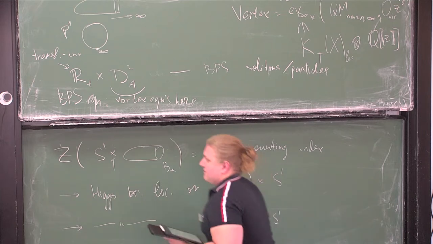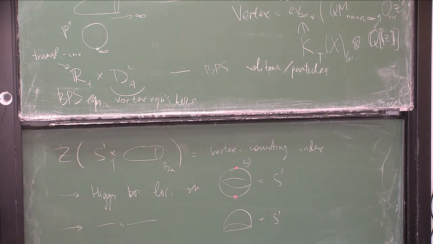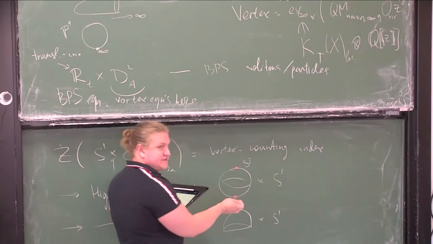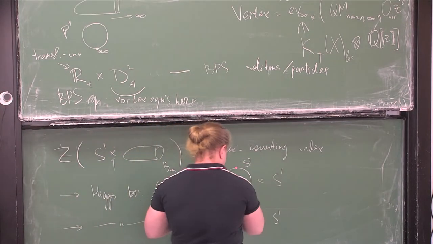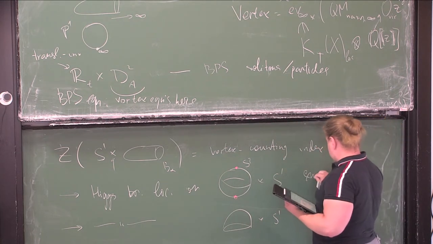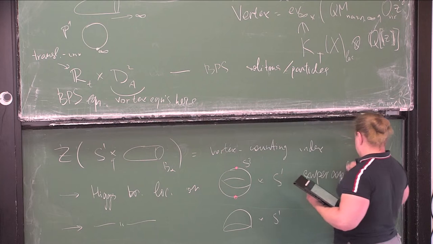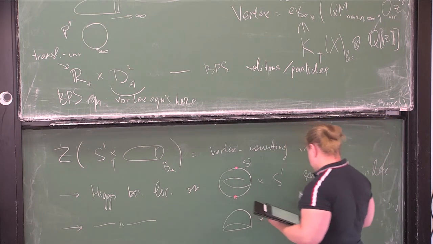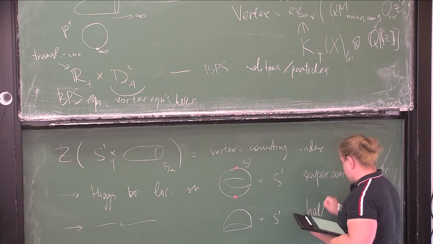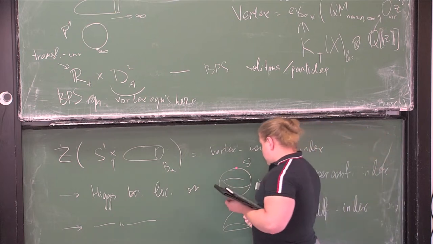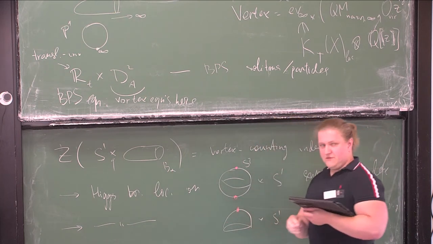cross S1. A similar object also exists here in two dimensions, I just didn't mention it. And again, here I'm talking about actually a sphere or a hemisphere without any topological twist. So this first thing is known as a superconformal index, and the second one as a half index. Again, there are contributions from vortices.